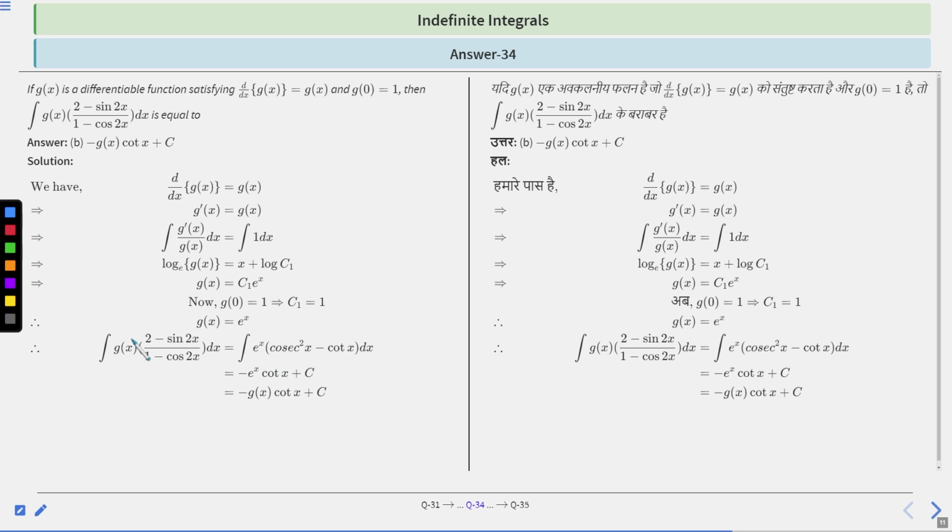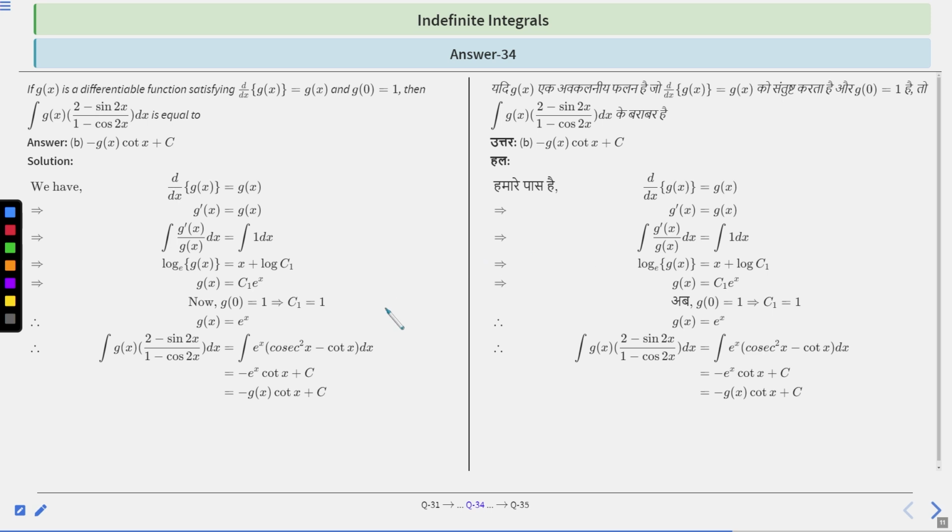Now, 1 minus cos 2x will be 2 sin square x, right? Therefore, it will be 2 upon 2 sin square x, which will be cosec square x, and minus sin 2x can be written as 2 sin x cos x, with 2 sin square x in the denominator. 2 and 2 will cancel out, one sin x and one sin x will cancel out, and cos x upon sin x will be cot x. Clear? Cot x.